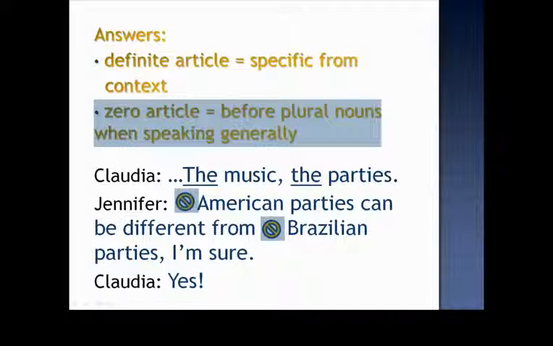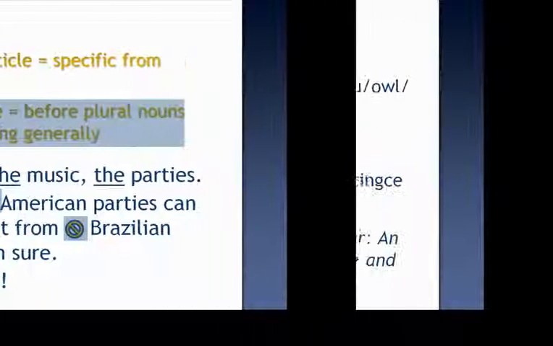You were correct if you predicted the zero article before American parties and Brazilian parties, because I was talking about these parties in general, no parties in particular.